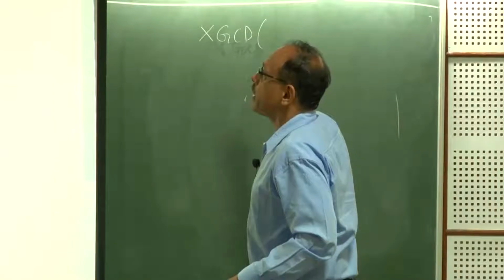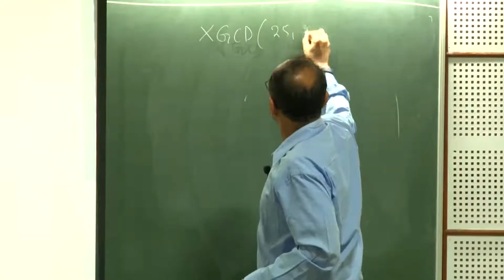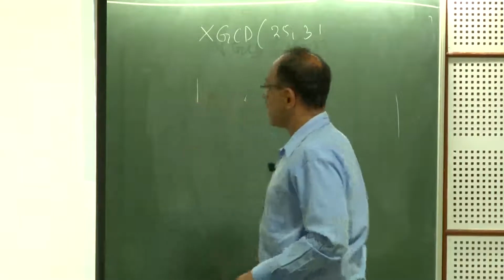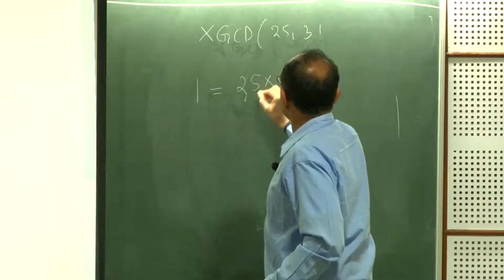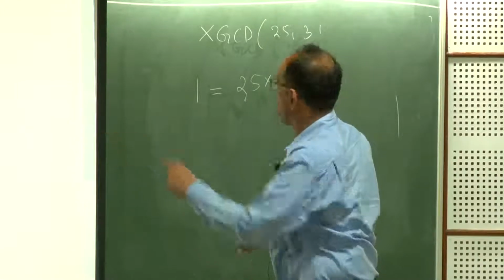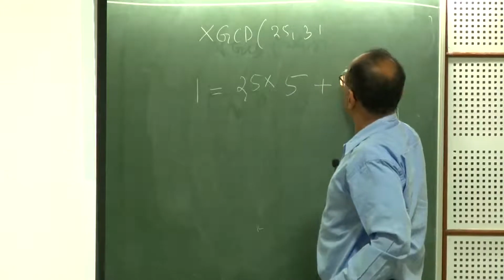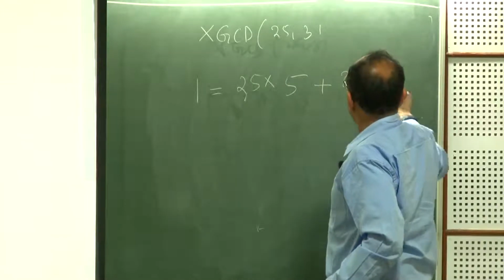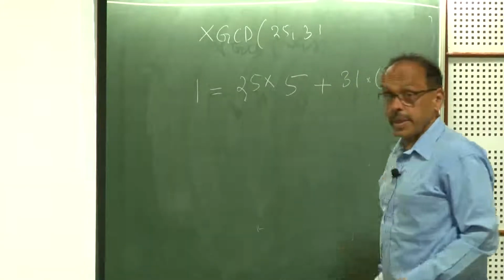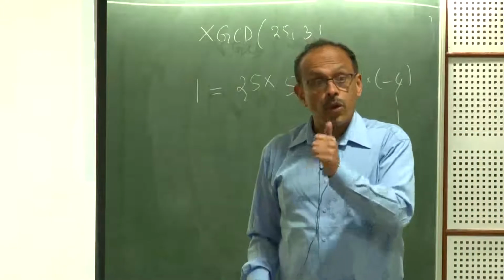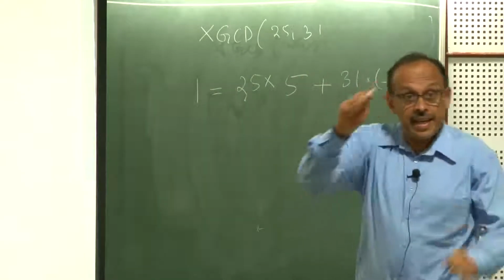So this XGCD gives, for example, 25 and 31. What it gives is that the GCD is 1, that is 25 times x, which happens to be 5, plus 31 times y, which happens to be minus 4. Now this equation holds true in the integers. That means these two numbers are in Z, integers, right?